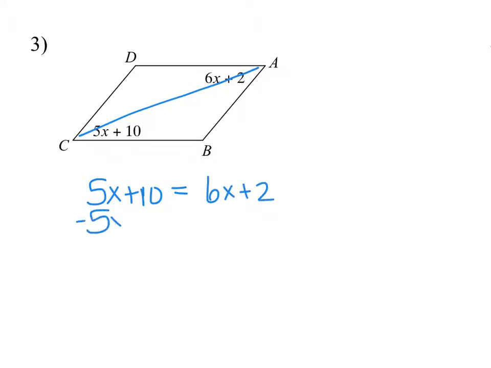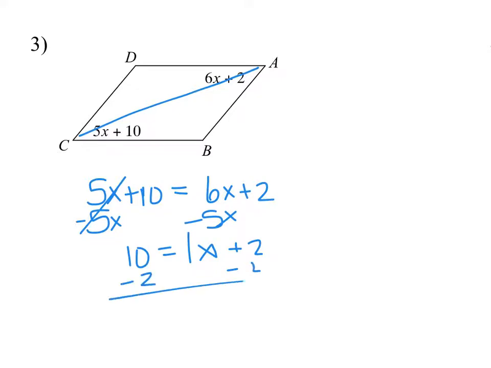So now I solve, get the letters to one side. I like them to be positive, so that's why I moved the 5. So remember, that's 1x. 6 minus 5 is 1. Subtract 2, and x is 8.